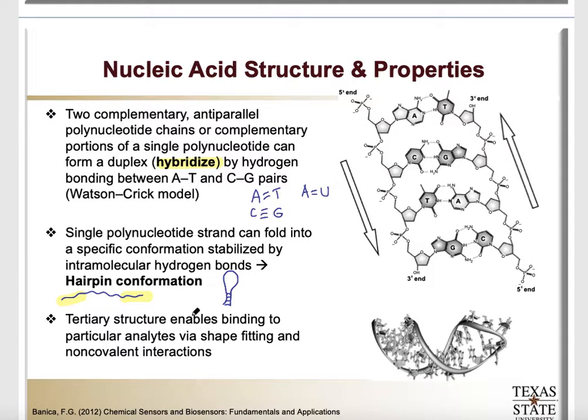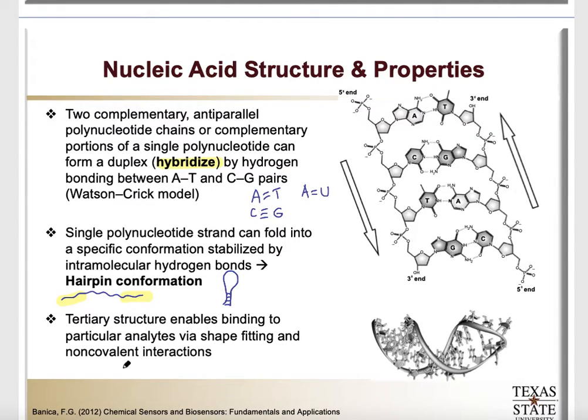All right, the last thing here is that whenever the DNA ends up folding, let's say to form a hairpin structure, that tertiary structure is going to enable binding of that nucleic acid to a particular analyte via shape-fitting and non-covalent interactions, in the same way that an antibody had the ability to bind to the target analyte simply by the proper fit and the proper electrostatic interactions, right? So when I talk about tertiary structure, maybe I should go back.